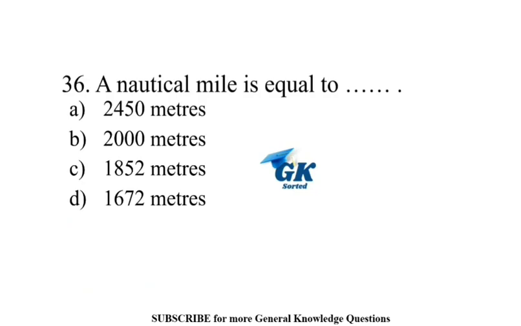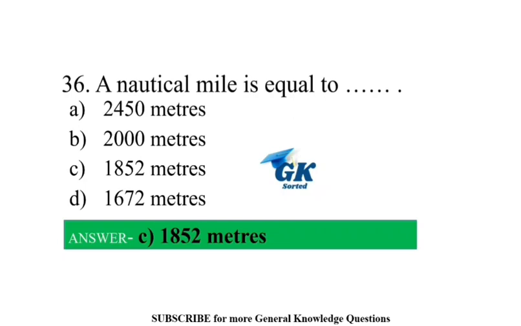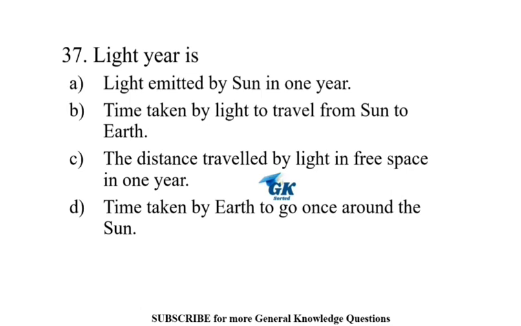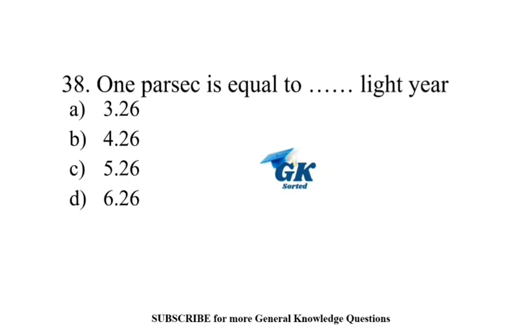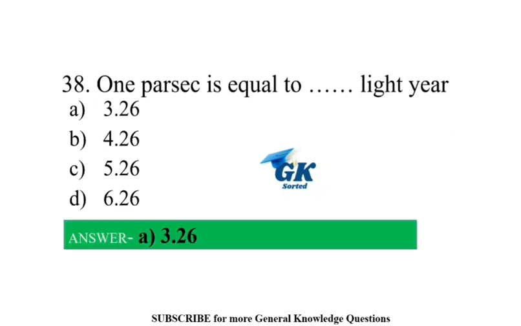A nautical mile is equal to 1852 meters. Light year is the distance travelled by light in free space in 1 year. One parsec is equal to dash light year. 3.26.